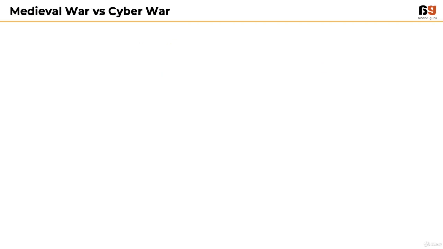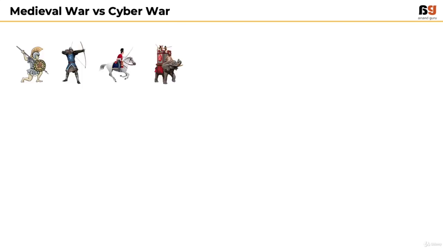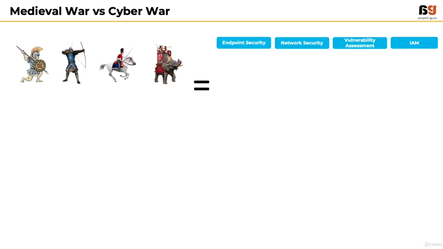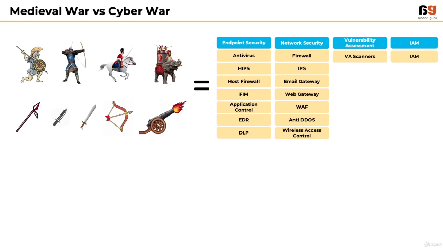Now let's compare this to cyber warfare. All the different kinds of military that was there to protect the fort are similar to all the teams that we have to protect the network, like endpoint security, network security, vulnerability assessment teams, IAM teams, etc. These are the teams that work day in, day out to prevent any attacks from happening. Just like the way military uses different tools, the cyber teams have their own tools to protect the organization.